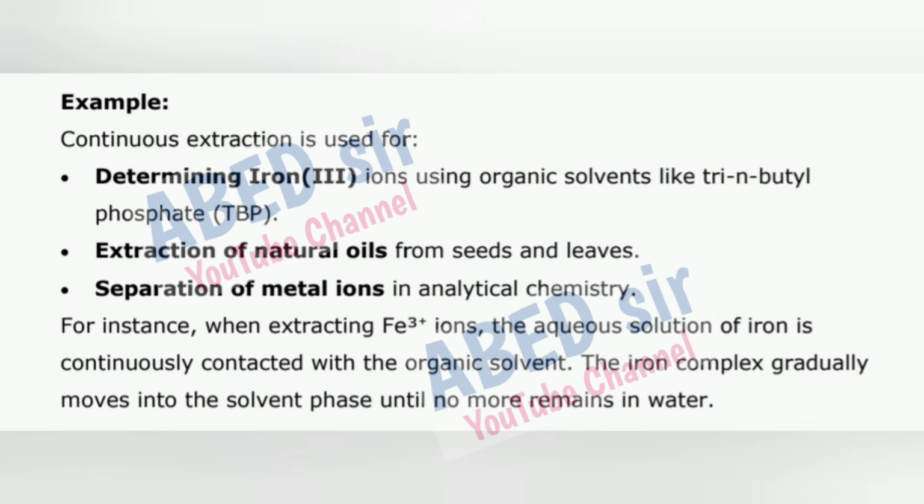Example: continuous extraction is used for determining iron 3 ions using organic solvents like tributyl phosphate, TBP. Extraction of natural oils from seeds and leaves. Separation of metal ions in analytical chemistry. For instance, when extracting Fe3+ ions, the aqueous solution of iron is continuously contacted with the organic solvent. The iron complex gradually moves into the solvent phase until no more remains in water.